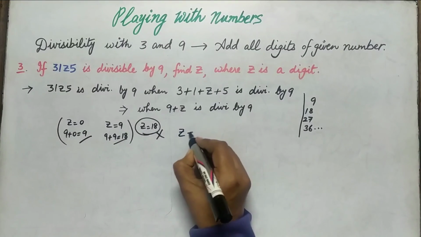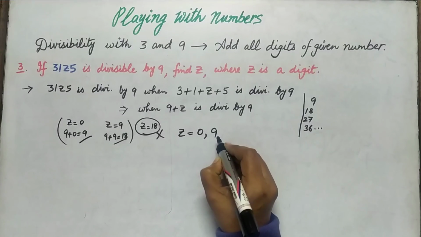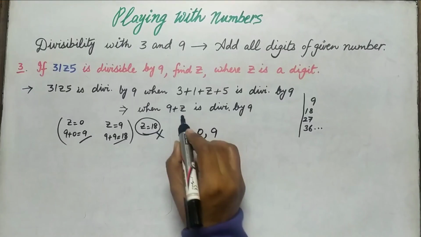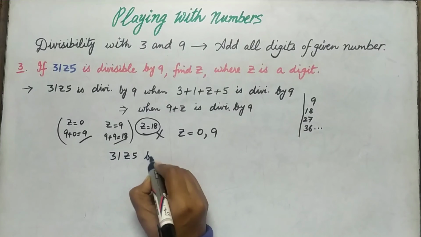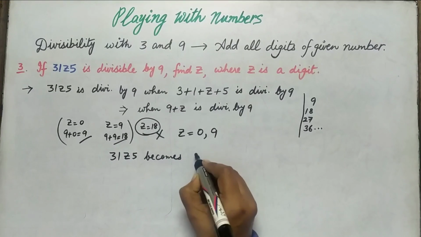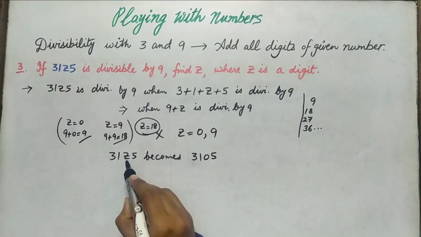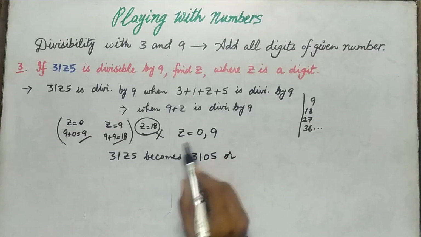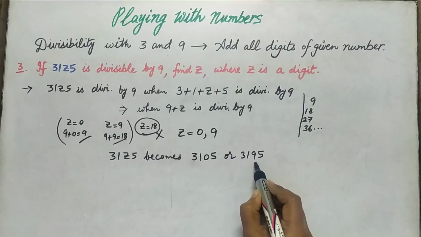We have z is equal to 0 and z is equal to 9. These 2 digits give us the correct answer for this given number. 31z5 becomes, we put the value of 3105 when we use z as 0, or when we use 9 it becomes 3195. These are the 2 numbers that are divisible by 9.